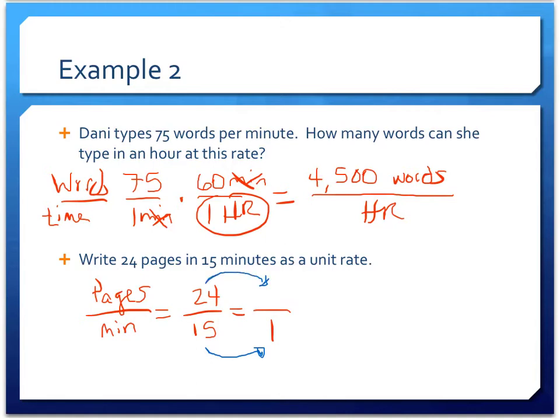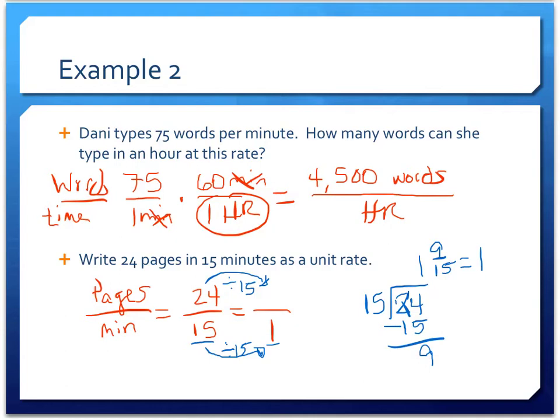So to go from 15 to 1, I have to divide 15 by 15. So then I'm going to do the same thing to the top. Divide 24 by 15. And I can do that over here. 24 divided by 15. There's a few ways we can write this answer. So in dividing, I know that 15 goes into 24 once. And I can subtract, and then I get 9. So I could write this as a mixed number, 1 and 9/15, which reduces to 1 and 3/5.